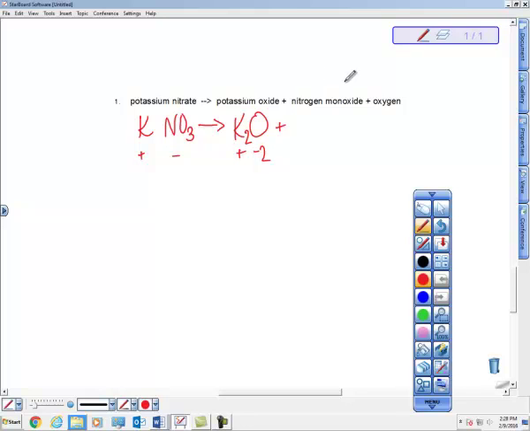Okay, nitrogen monoxide is actually a gas. Alright, let me label him. He's actually on your list too of some of the common gases. And then oxygen can't stand alone. He needs to be oxygen gas. So we typically label him as O2.